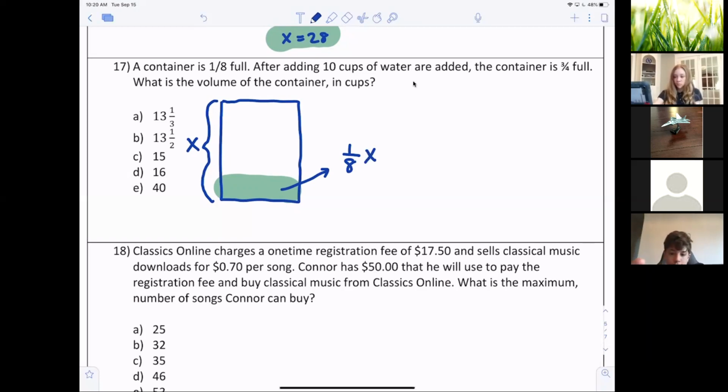And what are we doing, Oscar? 1/8 X, and then say it again. Plus 10. Why is it plus 10? You're adding 10 cups. And once you add 10 cups, it's going to be what?